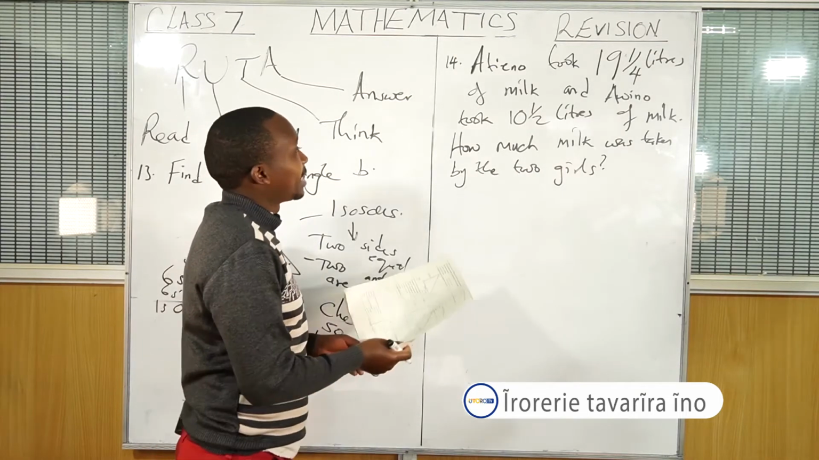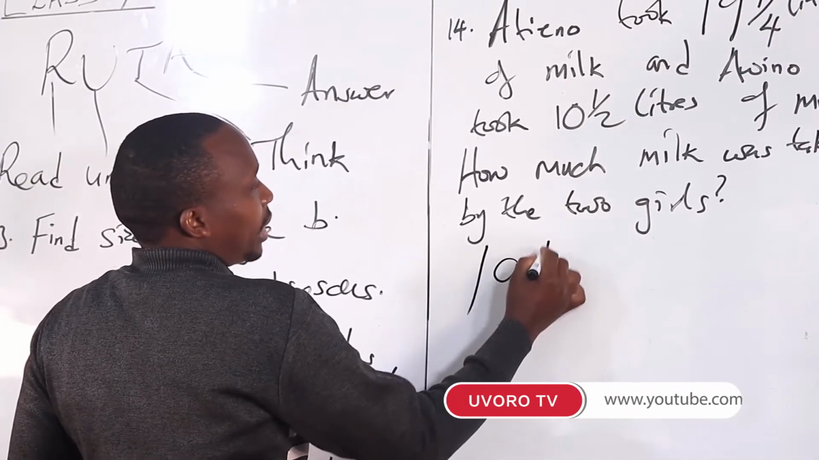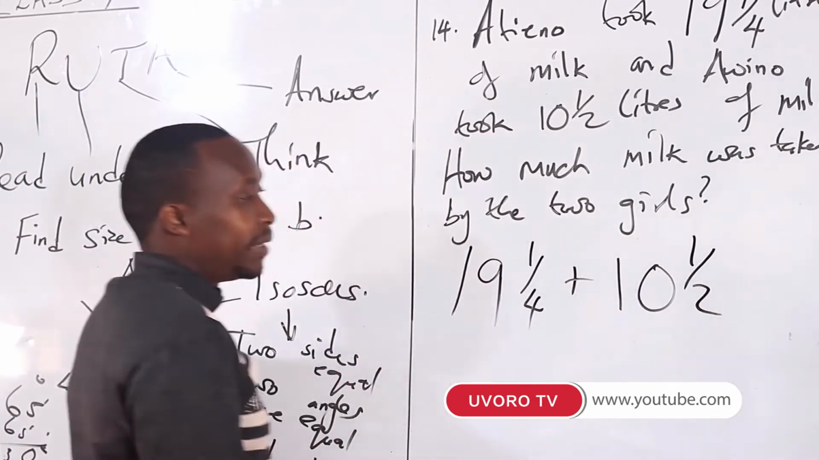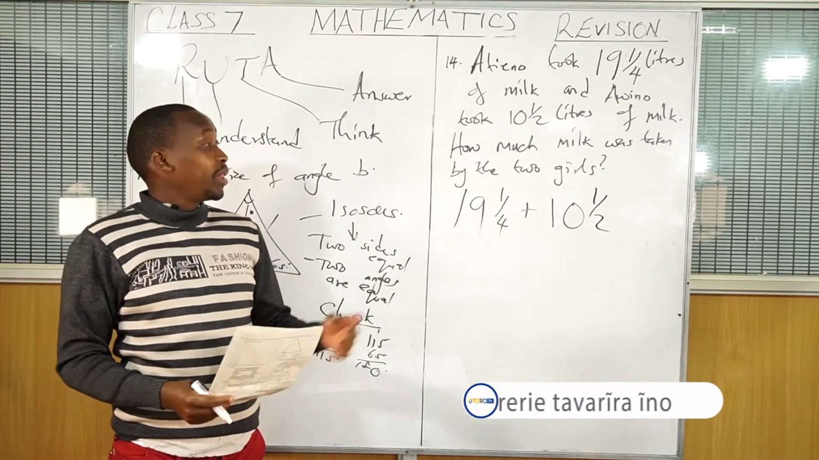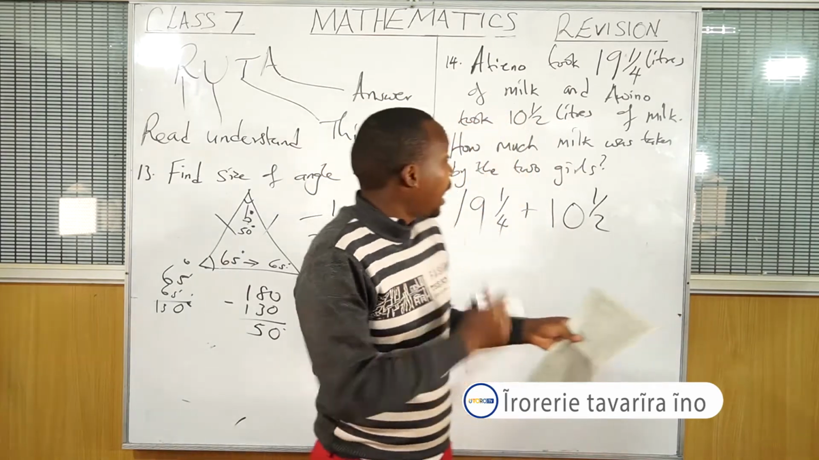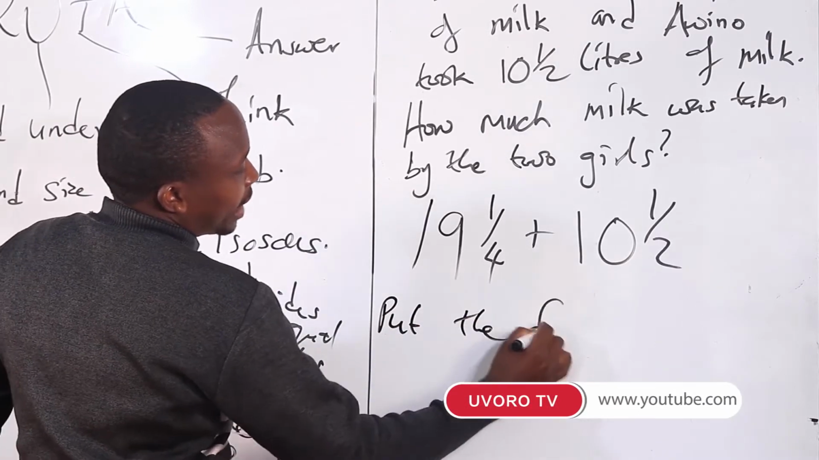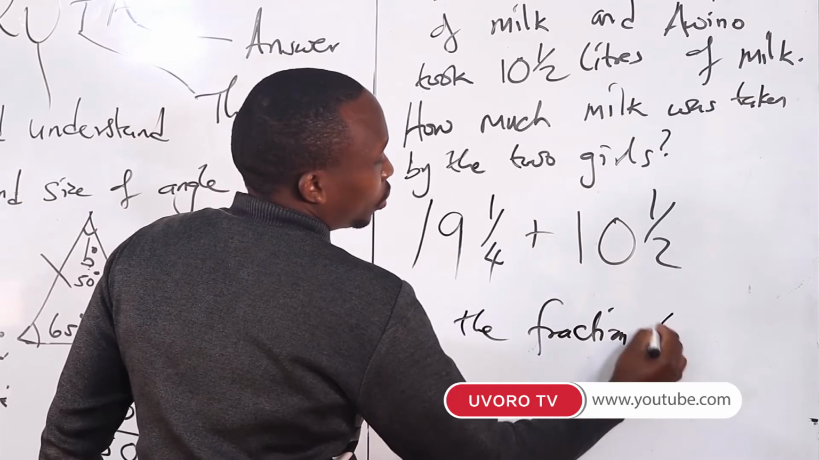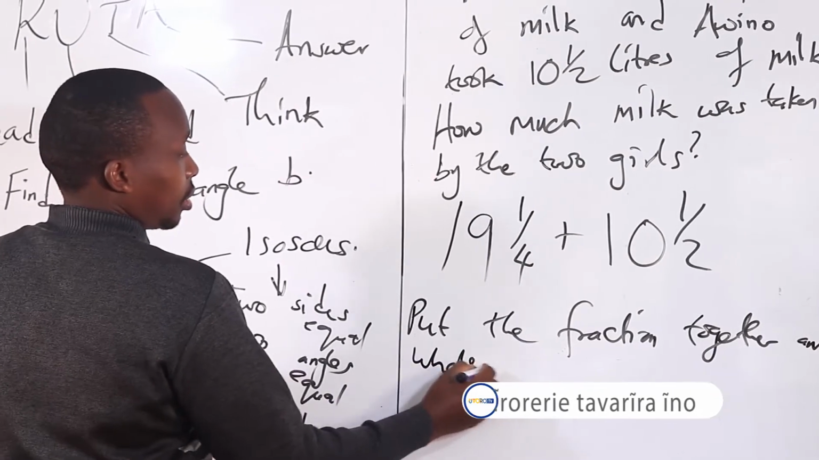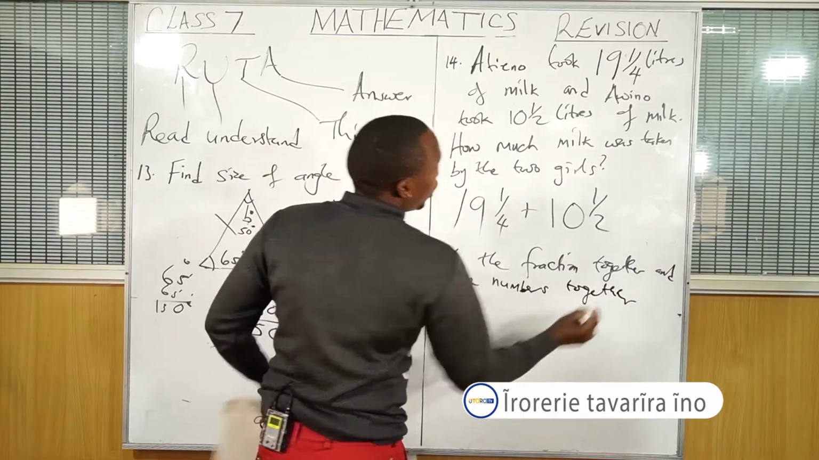Yes, very good. We are supposed to put the liters together. Now, Atieno took 19 and a quarter liters plus the other one took 10 and a half liters. When you are told to do the sum, what are you supposed to do? Yes, very good. You put the fractions together and whole numbers together. Now, we will start with the whole numbers.